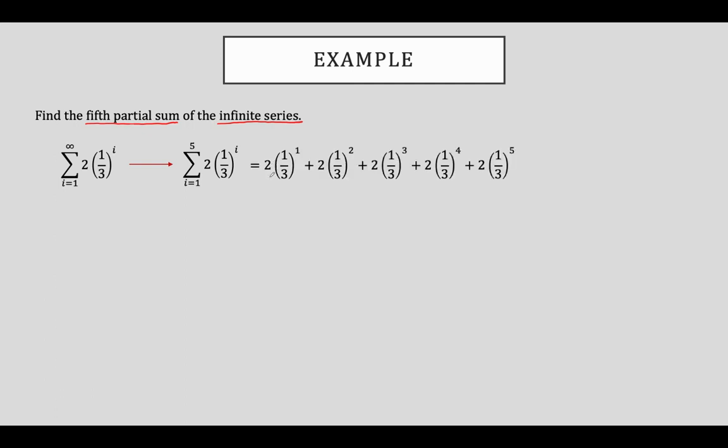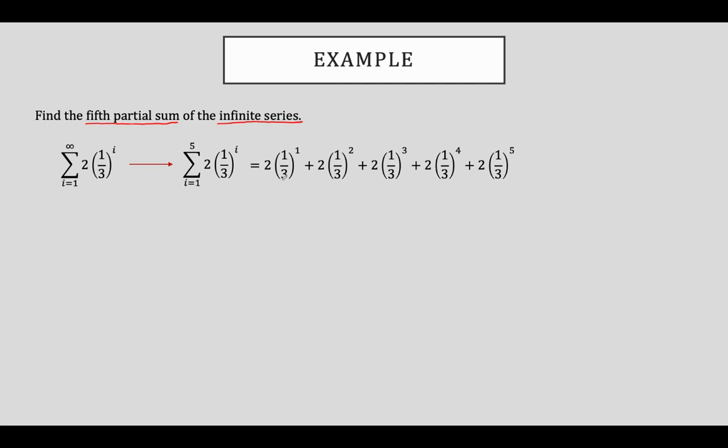This would give me 2 times 1/3 raised to the first power. Notice I plug in 1 for I to get that. Plus 2 times 1/3 raised to the second power, plugging in the next integer. Plus 2 times 1/3 raised to the third power. Plus 2 times 1/3 raised to the fourth power. Plus 2 times 1/3 raised to the fifth power. And I stop there because 5 is the upper limit of the summation. And now we can begin to calculate this answer.